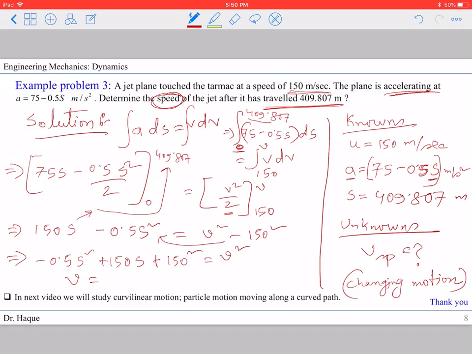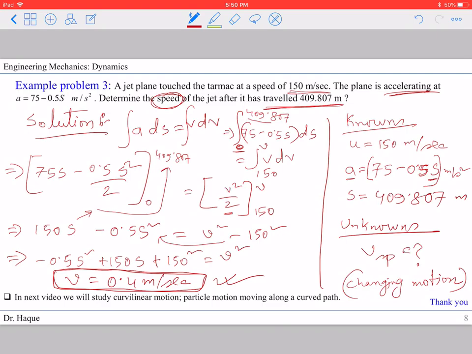So the velocity is 0.4 meter per second. So it's almost about to stop. So this is the final answer.